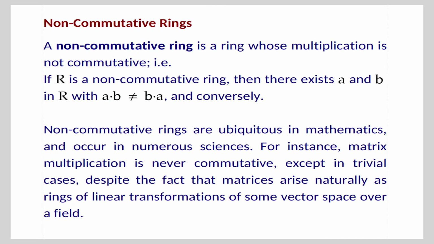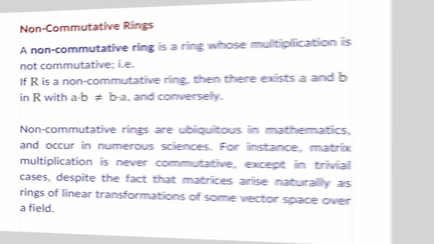Non-commutative rings. A non-commutative ring is a ring whose multiplication is not commutative. That is, if R is a non-commutative ring, then there exist two elements a and b in R with a·b not equal to b·a. Non-commutative rings are ubiquitous in mathematics and occur in numerous senses. For instance, matrix multiplication is never commutative except in trivial cases, despite the fact that matrices arise naturally as rings of linear transformations of some vector space over a field.